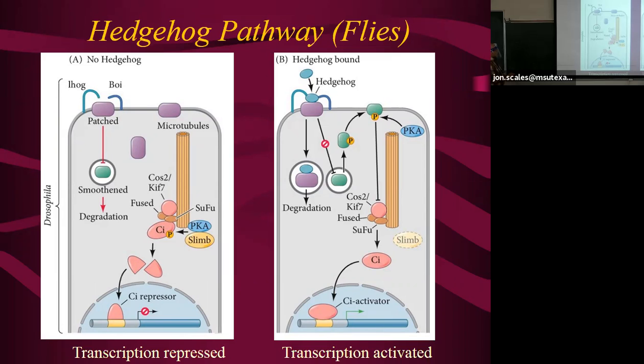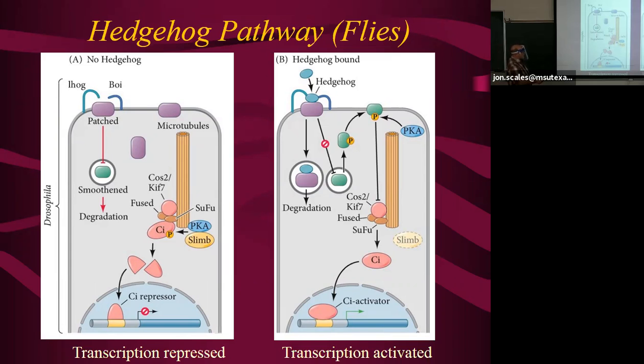Okay? Whatever patched does, and there's accessory proteins here, but whatever patched does, it prevents the inhibition. What it would normally do would be inhibit smoothened. What does smoothened do? Smoothened gets degraded. Okay, what would happen if smoothened didn't get degraded? If smoothened does not get degraded, smoothened activates and becomes a phosphorylated protein.